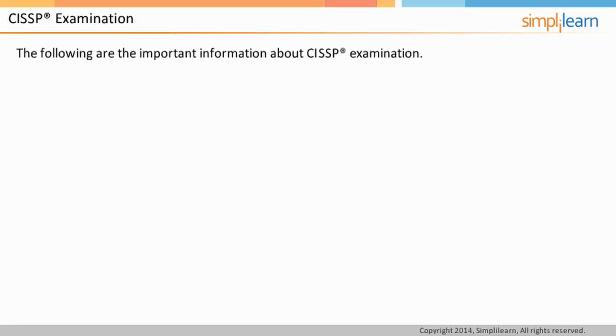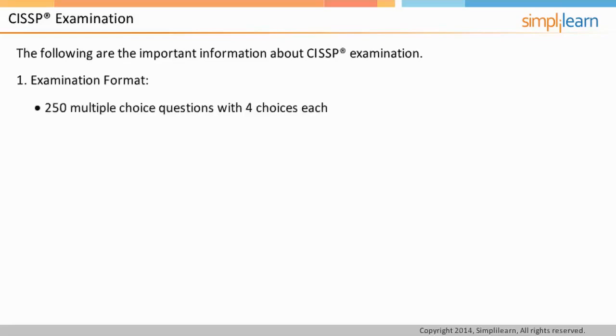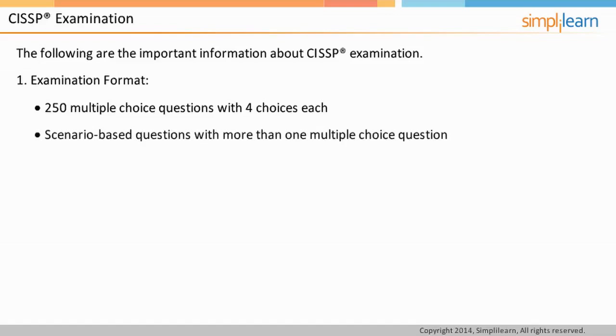The following is important information about the CISSP examination. Examination format. The CISSP examination consists of 250 multiple-choice questions with 4 choices each. 225 questions are graded, 25 are not, for research purposes. There may be scenario-based questions, which may have more than one multiple-choice question associated with it. These questions will be specifically identified in the test booklet.